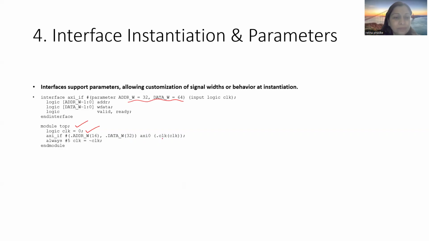Then followed with the other signatures to match, right? So this is the instance name of the interface, and this is what you're passing to your, this is the communication, right? You need to pass the clock. So always you generate a clock of 5 time unit and you call this instance in your top module, right? And so whenever you call this instance in your top module, the values are overridden here from 32 and 64 to 16 and 32 respectively. Okay.